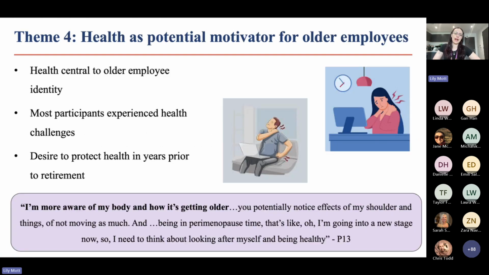Theme number 4 is that health can be used as a potential motivator for older employees. So health was really central to the older employee identity and experience, and most of my participants experienced some kind of health challenge or concern. And there was a real desire across the data set to protect that health in the years prior to retirement. And there was also a concern about, how can I manage my health and continue to work in those years prior to retirement. And flexible working for some people did come up as a way that they felt that they could manage that more easily.